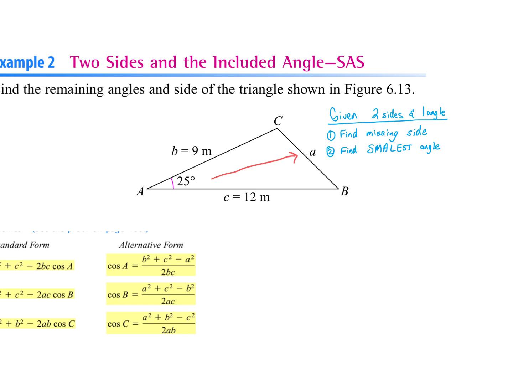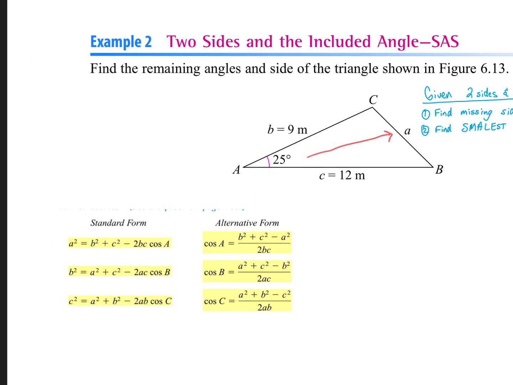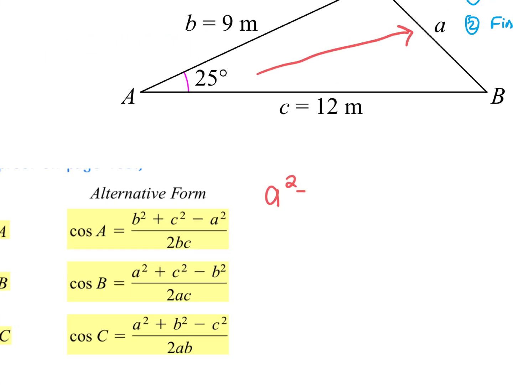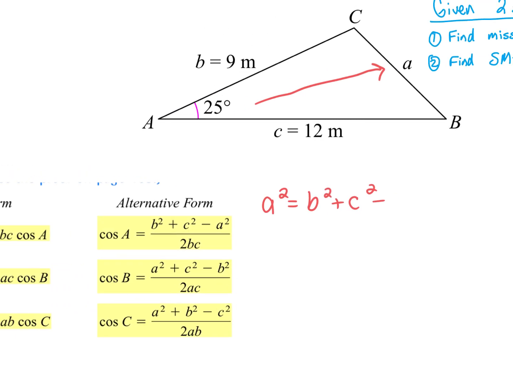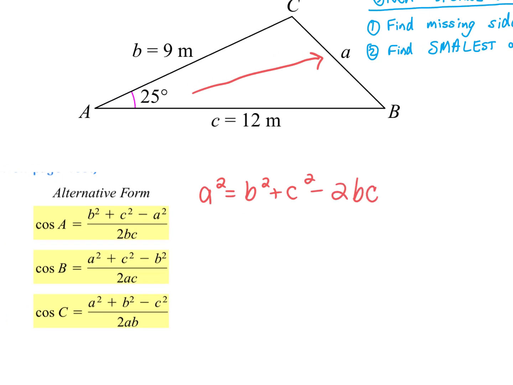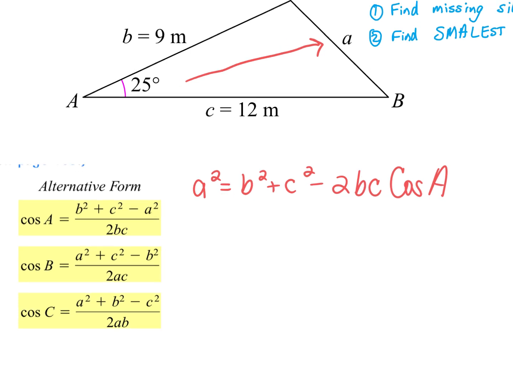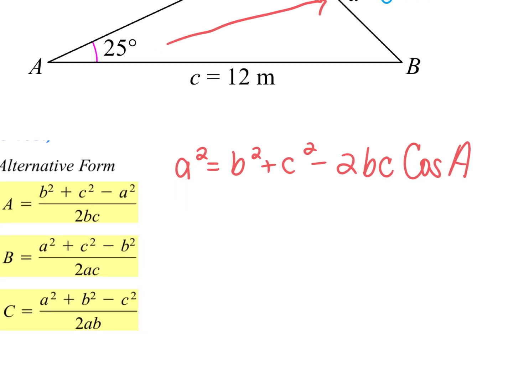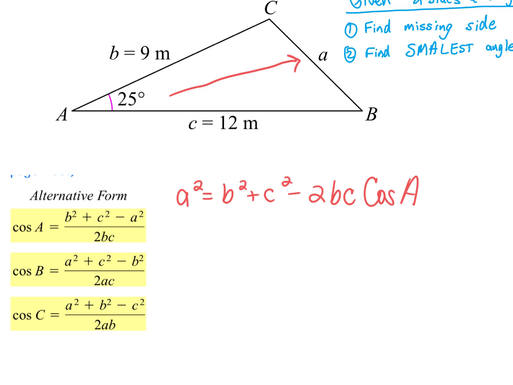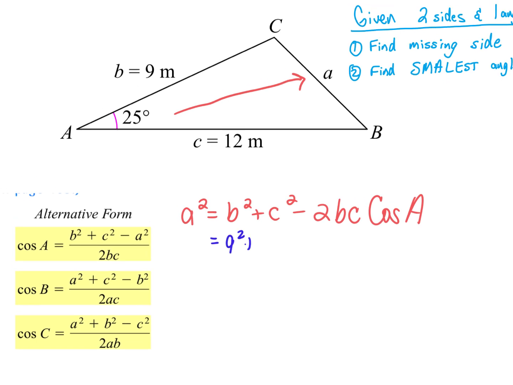A. All right, so I'm going to use the formula that says A squared equals B squared plus C squared minus 2 times B times C times the cosine of A. Again, this is just plugging in your calculator. What is your B value and what is your C value? So 9 squared plus 12 squared minus 2 times 9 times 12 times the cosine of 25.